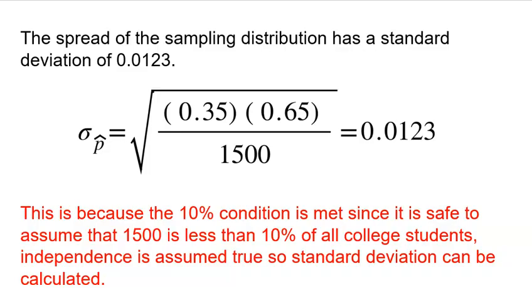But wait a minute. We could only calculate standard deviation if we have independence. Technically, we don't because we're not sampling with replacement. But because it's safe to assume that 1,500 college kids is under 10% of all college kids. Guys, come on, there's millions of college kids in this country. 1,500 of them is definitely under 10% of all of them. So basically, taking out 1,500 isn't going to make that big of a difference. So I can assume independence is true.